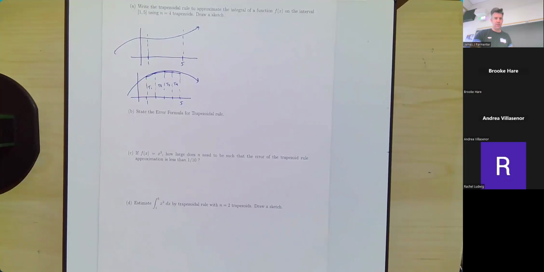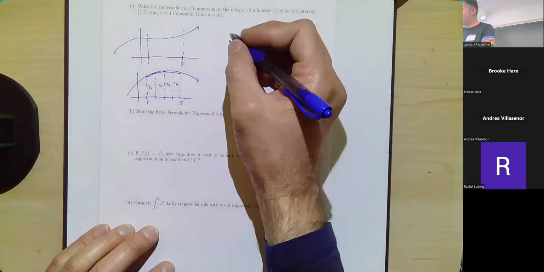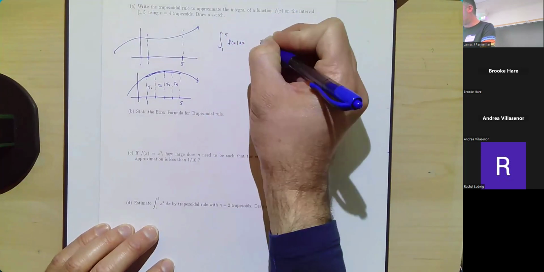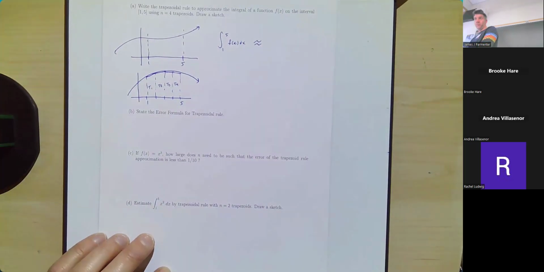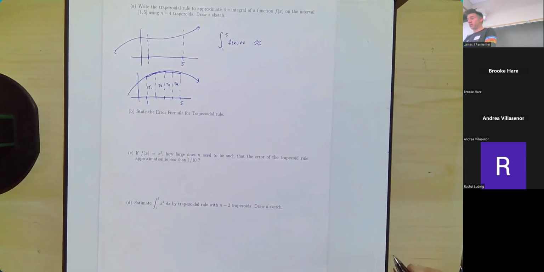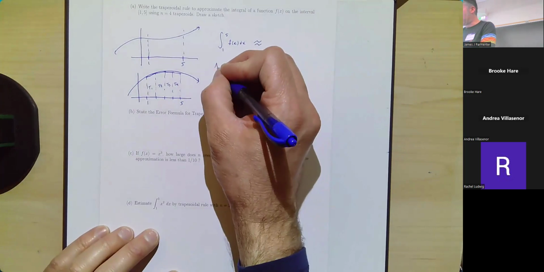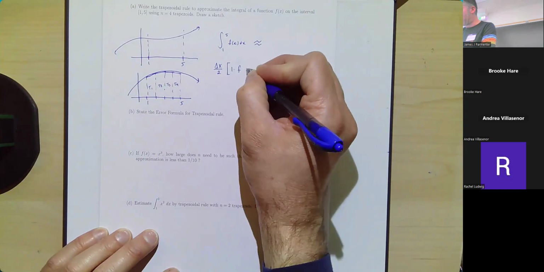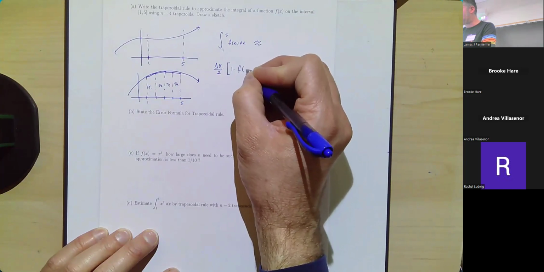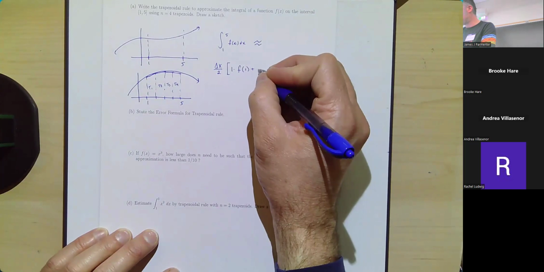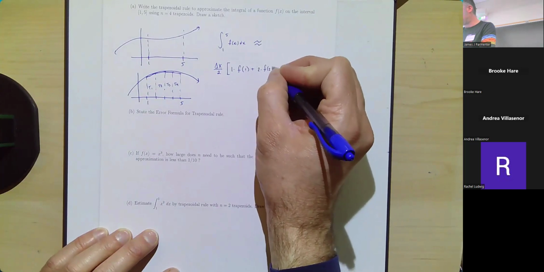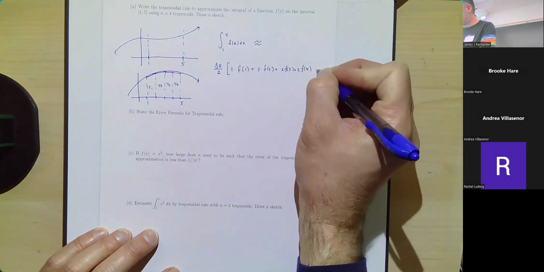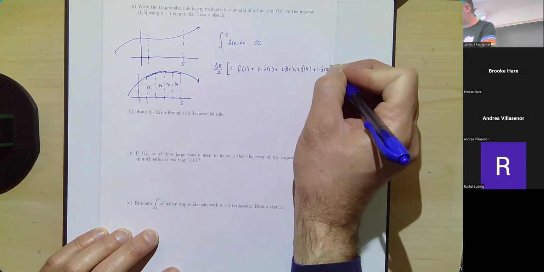No, he did that too. Interesting. Okay. So what we would say then is the integral from 1 to 5 of f of x dx is approximately equal to our trapezoid estimate. So that's going to be delta x over 2 times 1 times f of the first thing plus 2 times f of the next thing plus 2 times f of the next thing plus 2 times f of the next thing plus 1 times f of the last thing.